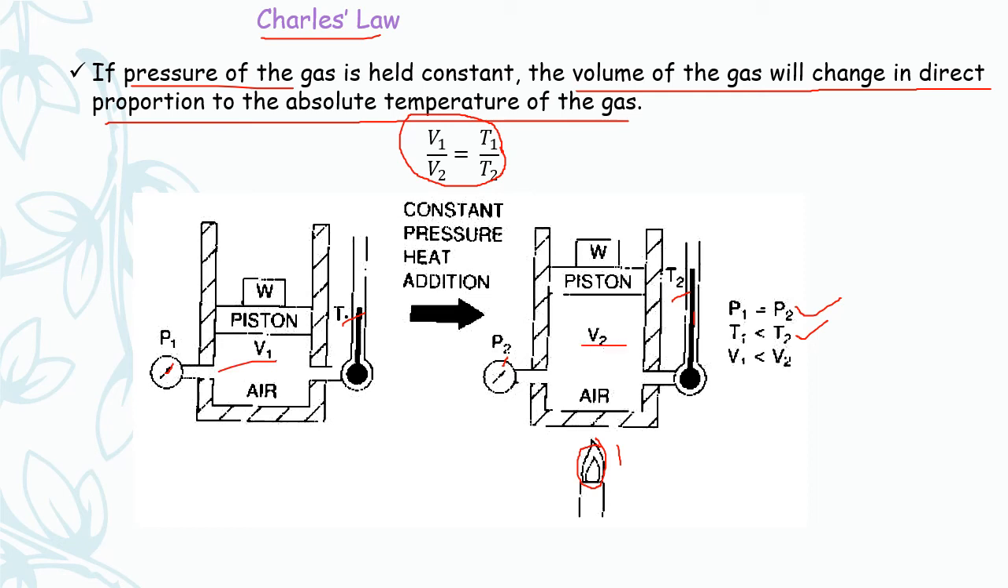So we call this constant pressure heat addition. We are adding heat by keeping the pressure constant. If temperature increases, volume also will increase at constant pressure. So this is about Charles law.